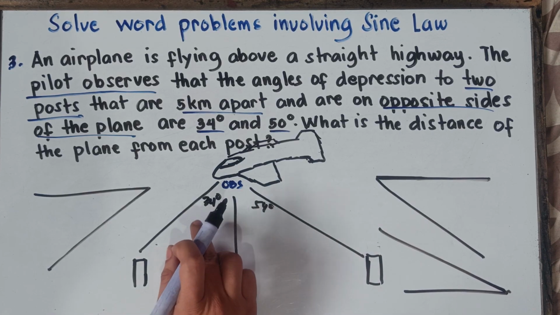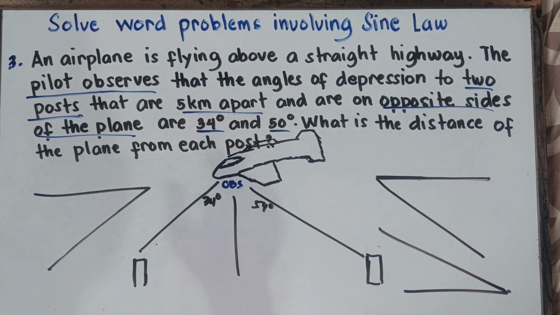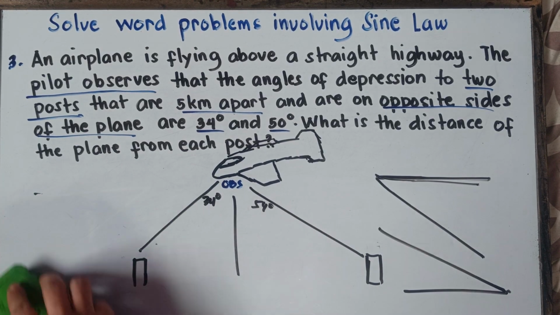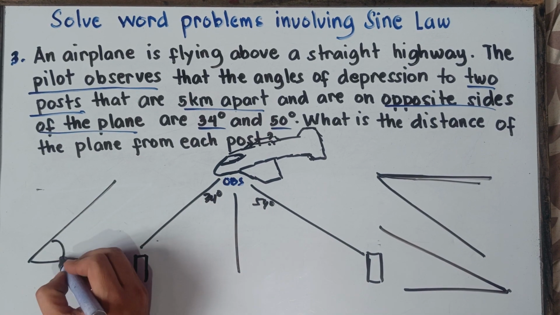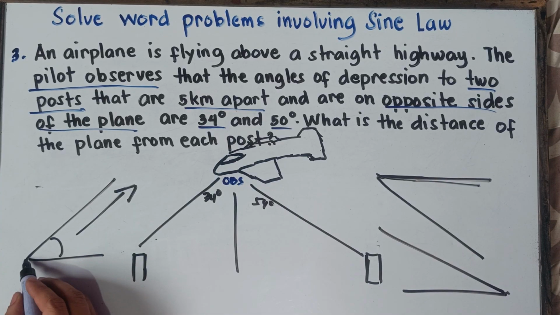This is not the correct illustration, class, because you need to follow the horizontal line. It's always horizontal. Let me give you an example, class. Angle of elevation: horizontal line, then line of sight, and this will be the angle of elevation going upwards. You always deal with the horizontal line.